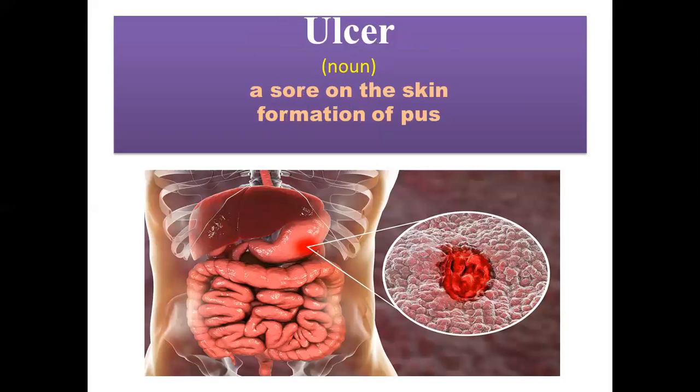So next is ulcer. Now an ulcer is a sore on the skin, with formation of pus. It can happen in your stomach or within your oral cavity. It can be on the surface of your skin. So a sore on the skin, which is very painful, is called an ulcer. It is not necessarily always in the stomach. When you have it in the stomach, you feel a kind of burning when you eat some spicy food. Okay.